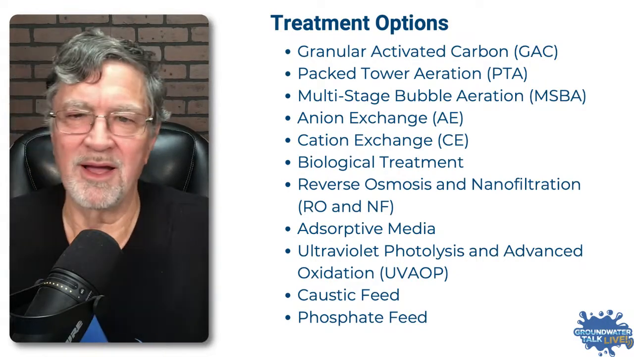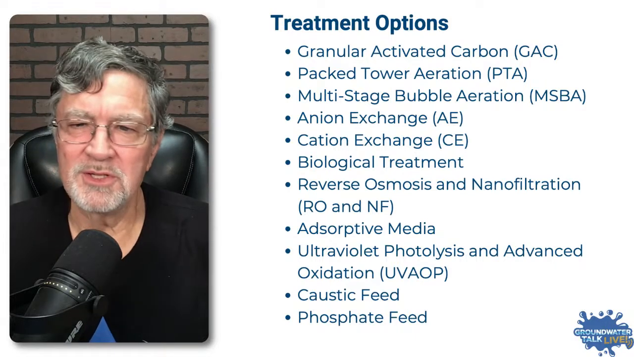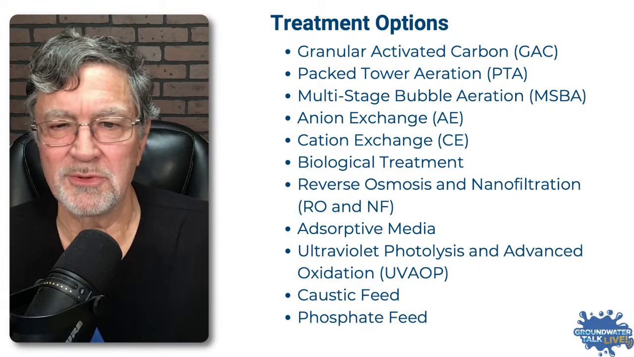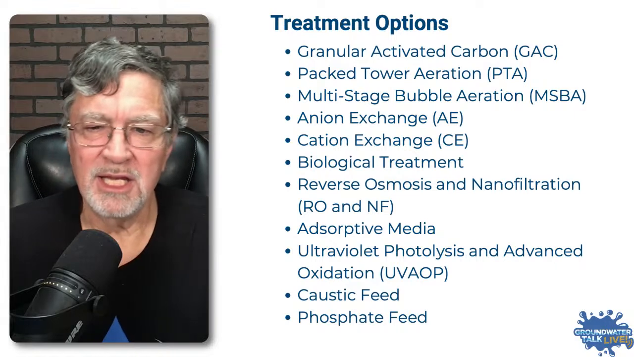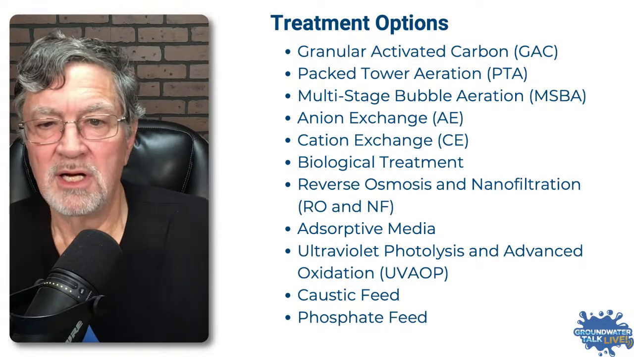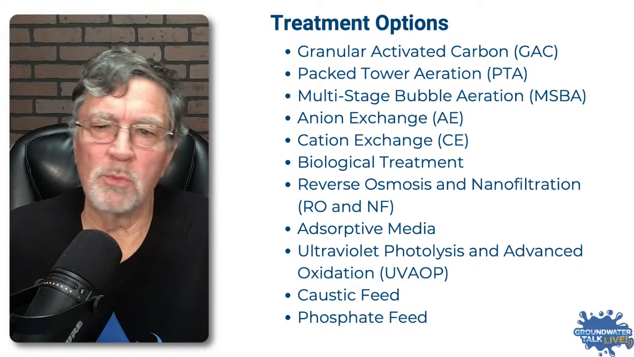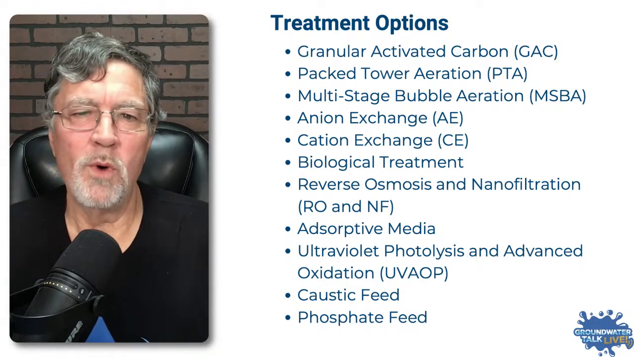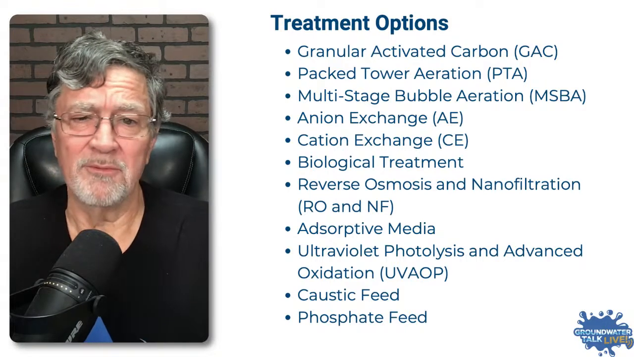We can see we got everything from granular activated carbon, packed tower aeration, multi-stage bubble aeration, anion exchange, cation exchange, biological treatment, reverse osmosis and nanofiltration, adsorptive media, ultraviolet and advanced oxidation processes. You have caustic feed, you have phosphate feeds. Some of these are a little more specialized, and there's other ones out there. So you can see there's a wide variety. These are all going to have different costs attached to them. So it can get fairly complex.